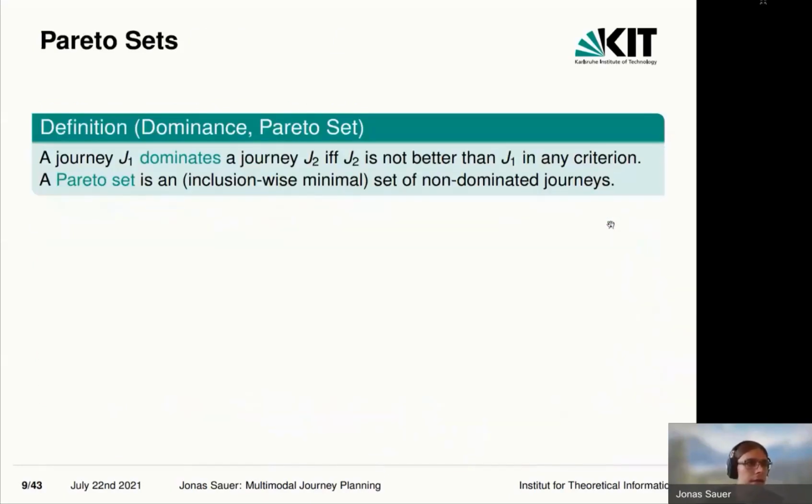So let's recap our definition of Pareto sets. We said that the journey J1 dominates the journey J2 if J2 is not better than J1 in any criterion, and a Pareto set is a minimal set of non-dominated journeys.